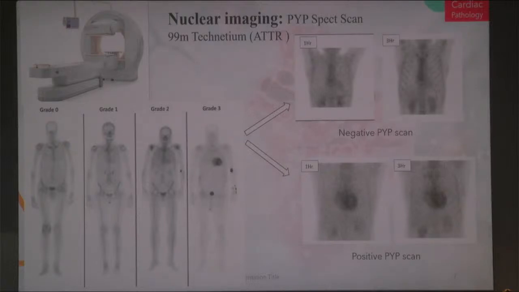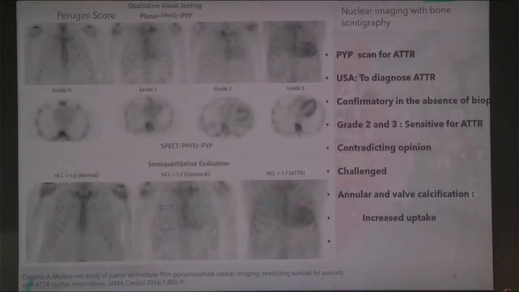Next is one more thing, a PYP scan. We usually don't do it in all patients clinically suspected of cardiac amyloidosis, but here they use a technetium-99 scan, with a radiolabeled pyrophosphate, which has some affinity for bones. At the same time, it has the same affinity for transthyretin type of amyloid. Here they have a typical grading: grade 0, 1, 2, 3. Grade 0 means no uptake. Grade 1 is minimal uptake. Grade 2 and grade 3 mean uptake equivalent to the rib or more than the rib, so they compare with the rib.